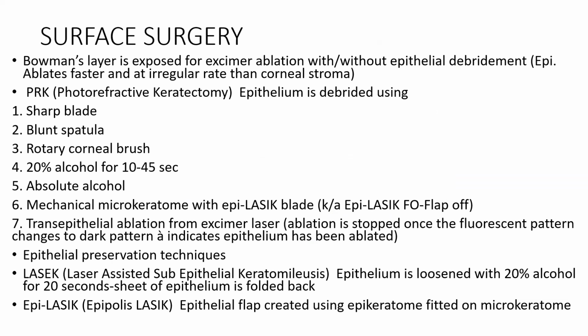In PRK, the epithelium can be debrided using either a sharp blade, a blunt spatula, a rotary corneal brush, 20% alcohol for 10 to 45 seconds, absolute alcohol, microkeratome with an epilasic blade, or the latest thing that we use is trans PRK, which is trans epithelial ablation from the excimer laser itself. The ablation is stopped once the fluorescent pattern changes to dark pattern, which indicates that the epithelium has been ablated.